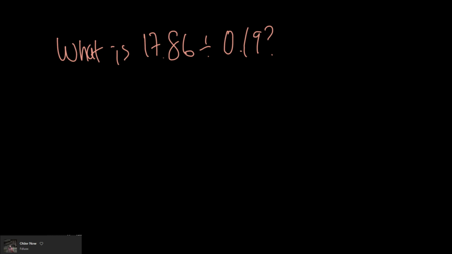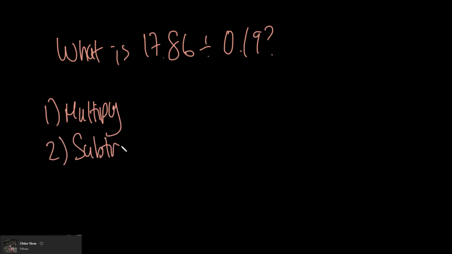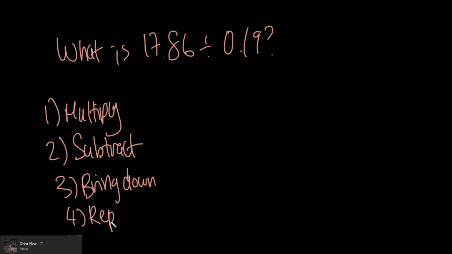Okay, so this is question 3. We have: what is 17.86 divided by 0.19? So we have this concept of division, right? Remember our 3 steps: multiply, subtract, bring down, and repeat. So let's set this up.